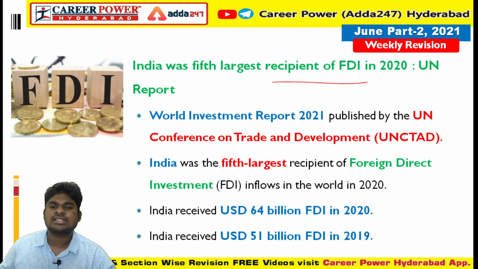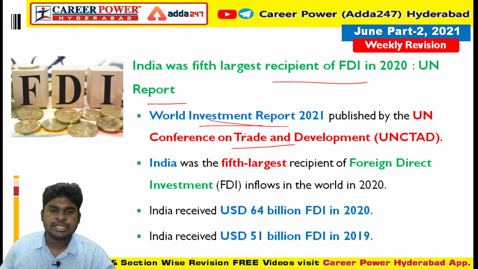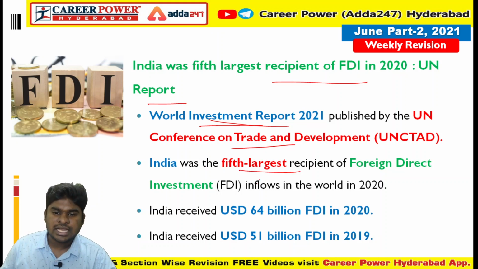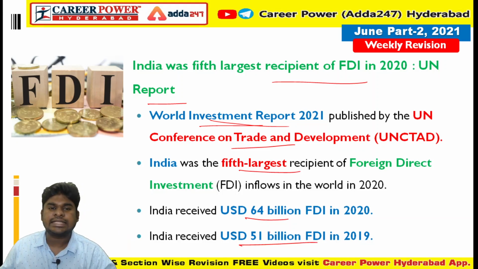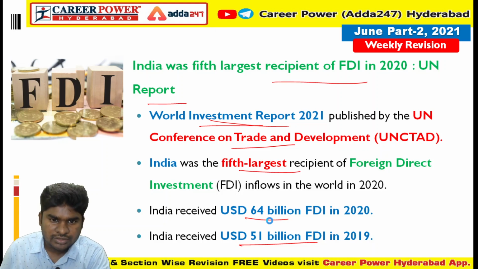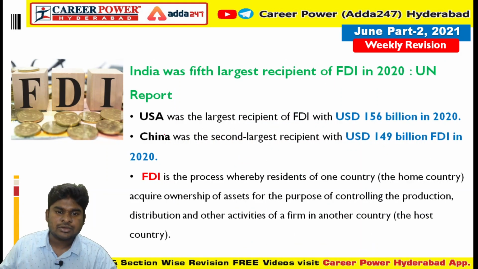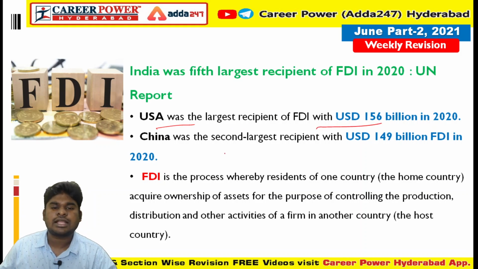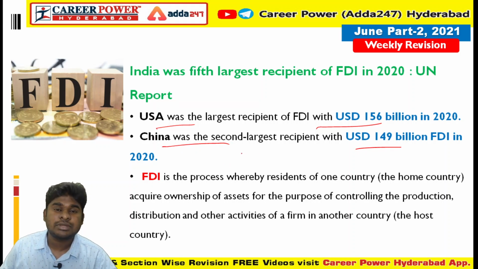So, India is the fifth largest recipient of foreign direct investment in 2020 according to the UN report. The United Nations Conference on Trade and Development released a report called the World Investment Report 2021, and according to this report, India received nearly $64 billion in 2020, and in 2019, India received nearly $51 billion. The largest recipient of foreign direct investment is the USA, and the second is China. The USA received 156 billion US dollars and China received 149 billion US dollars.